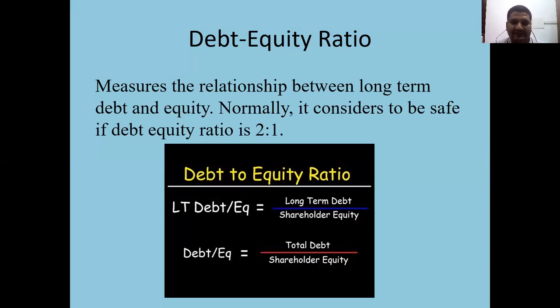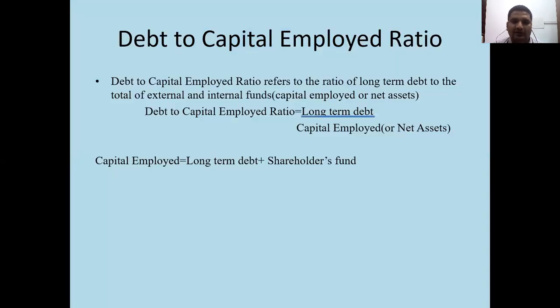Normally, it is considered safe if the debt equity ratio is 2:1. For the debt equity ratio, you can see the formula here: long-term debt divided by shareholders' equity, or total debt divided by shareholders' equity. The debt to capital employed ratio refers to the ratio of long-term debt to the total external and internal funds, that is, capital employed or net assets. Debt to capital ratio equals long-term debt divided by capital employed or net assets. Capital employed is long-term debt plus shareholders' funds.